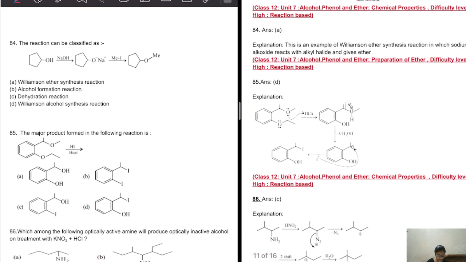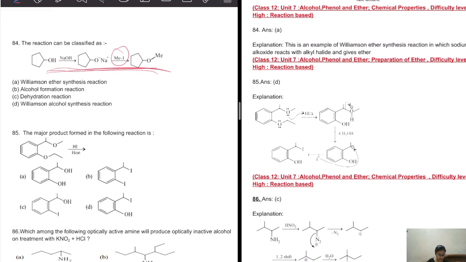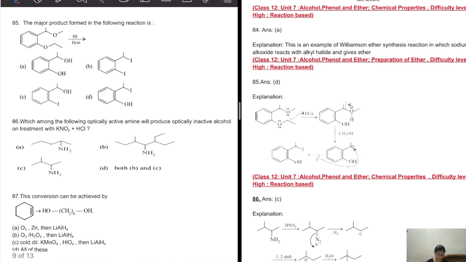Now let's see the next question. The reaction can be classified as. This is quite easy now. We have an alkyl halide. We have this moiety. And this is Williamson ether synthesis. Okay.